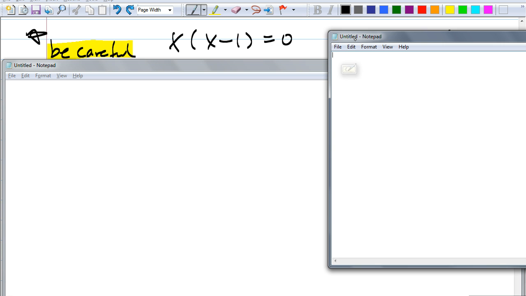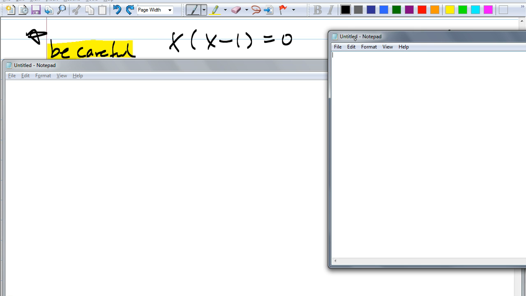So let me write this down. Be careful. If I have x times x minus 1 equals 0, how many solutions do I have for this? First of all, can I use the zero product property right away? Yes, I can. It equals 0. First of all, that's the first thing you check: whether or not that equation equals 0, and whether or not it's factored. On the left side, it's factored. So what are your solutions?